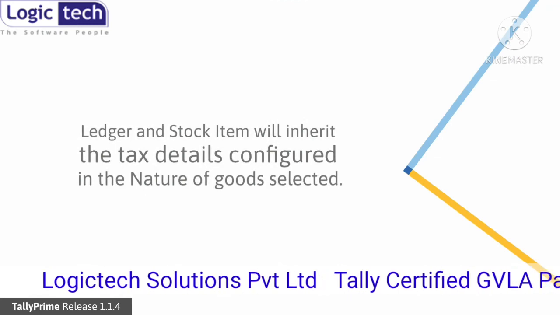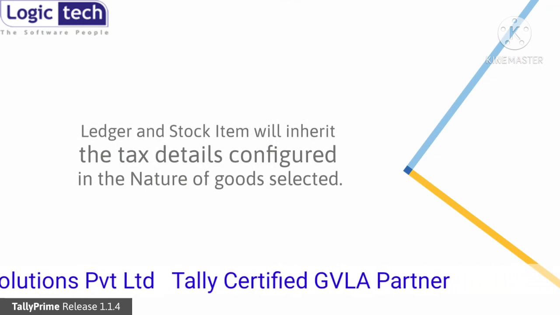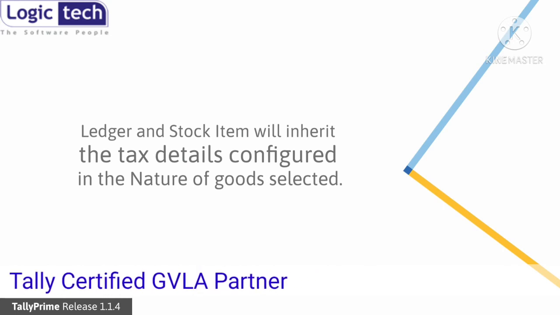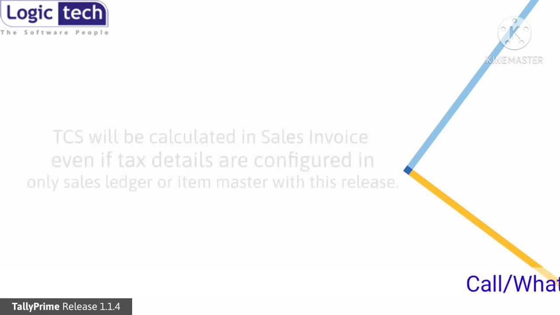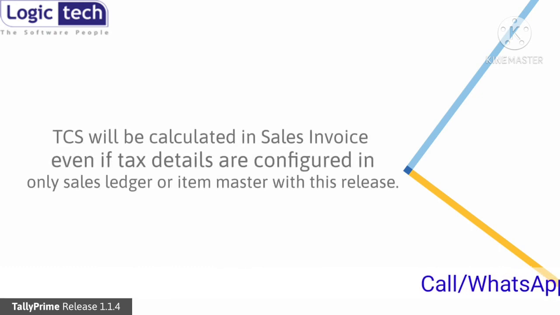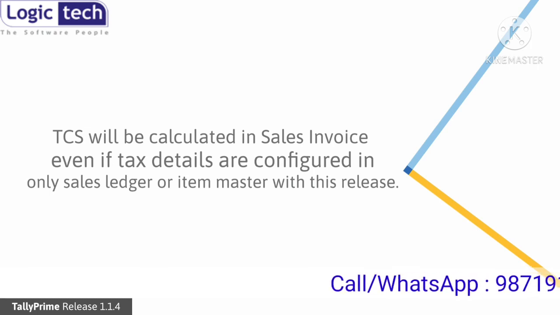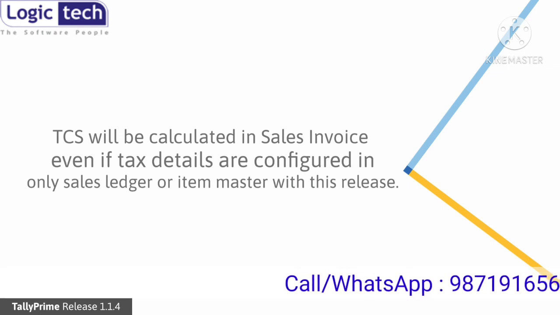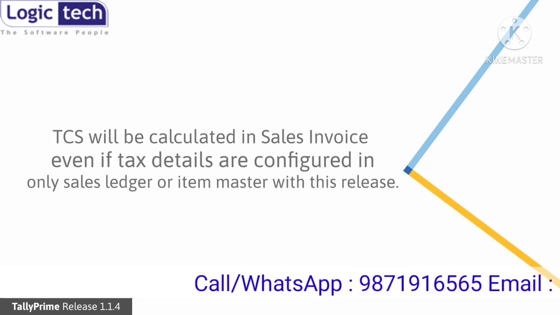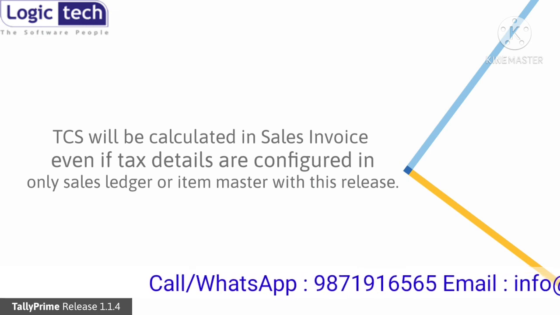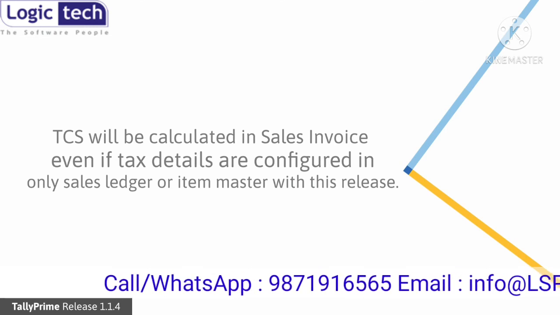Once defined, you can use the nature of goods in other masters such as Sales Ledger, Party Ledger, Stock Item, Tax Ledger, and so on. There will be no need to define the tax details again in those masters. In earlier release, you had to define nature of goods both in Sales Ledger and Stock Items in order for the tax to be calculated in sales invoice. Now, it is sufficient to define the nature of goods in any one master and tax will be calculated based on the details in that master.